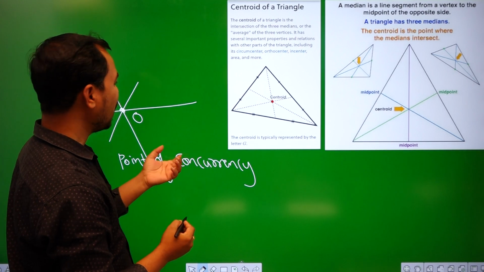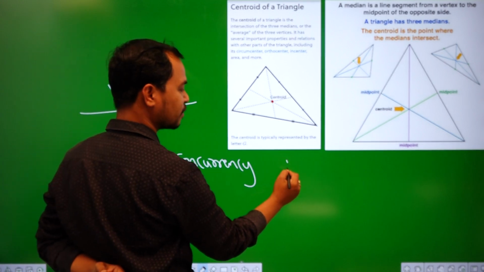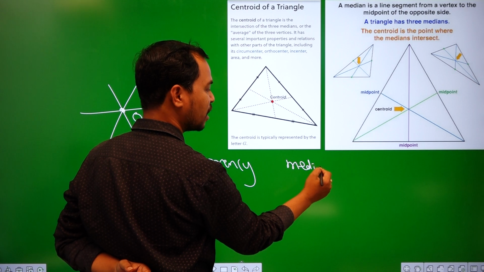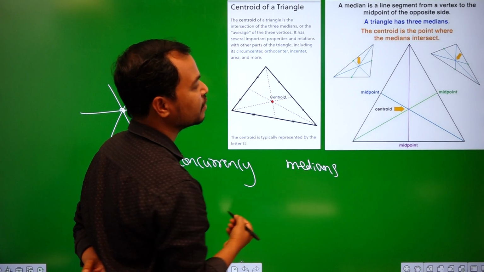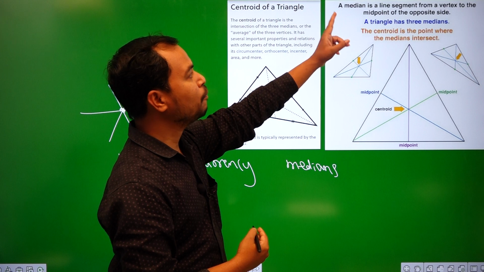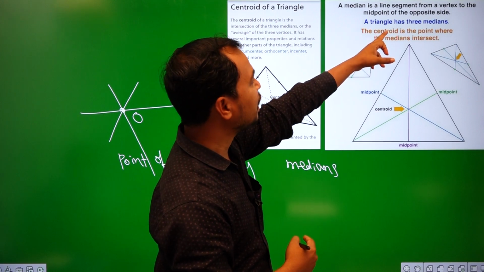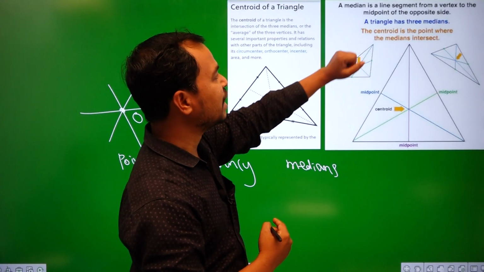Here, coming to the centroid, what is a centroid? The centroid is the point of concurrence of medians. So what is a median? A median is a line segment from a vertex to the midpoint of the opposite side of a triangle.